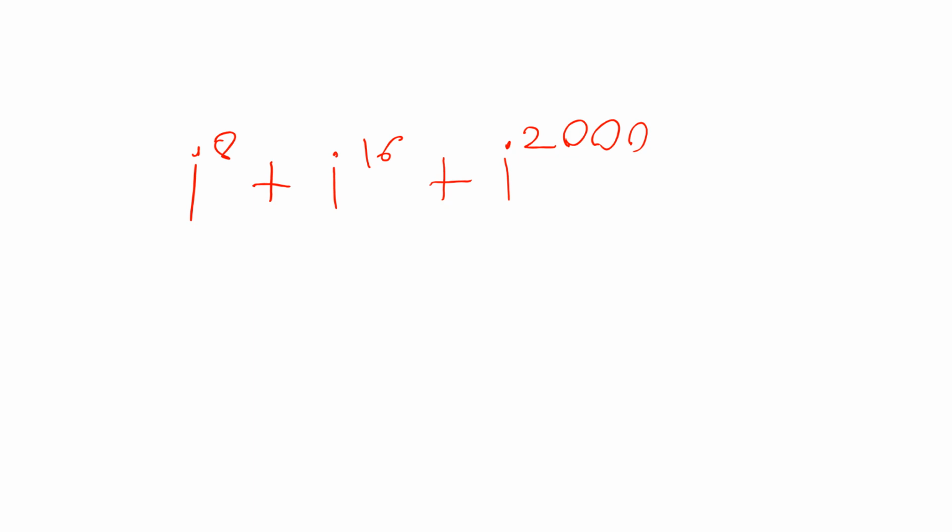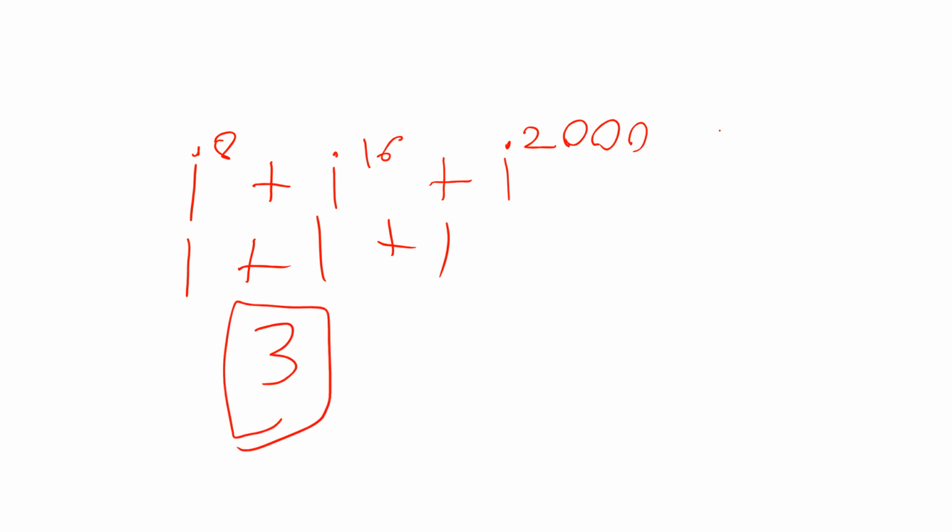Now, of course, if we paid attention last video, 8, 16, and 2000 are all multiples of 4. So we have 500 times 4, 4 times 4, and 4 times 2. They all go in regardless, which means this is just i to the 8th is 1, i to the 16th is 1, i to the 2000 is 1, and 1 plus 1 plus 1 is just 3. So we have 3 as our answer.